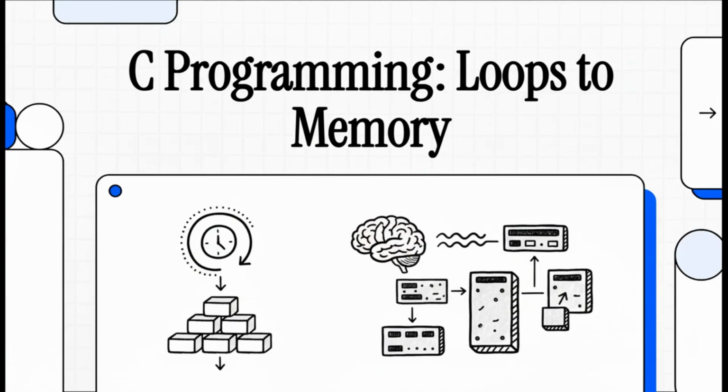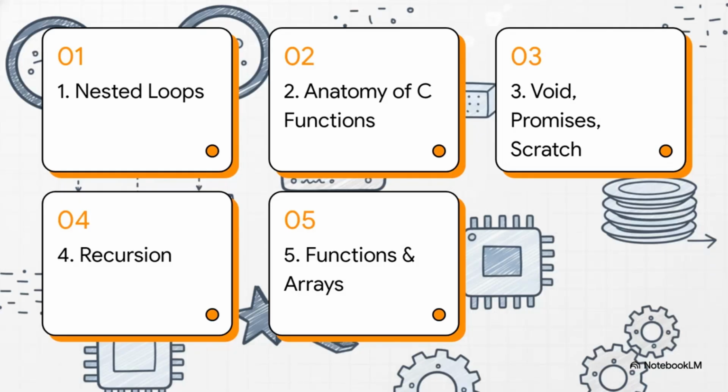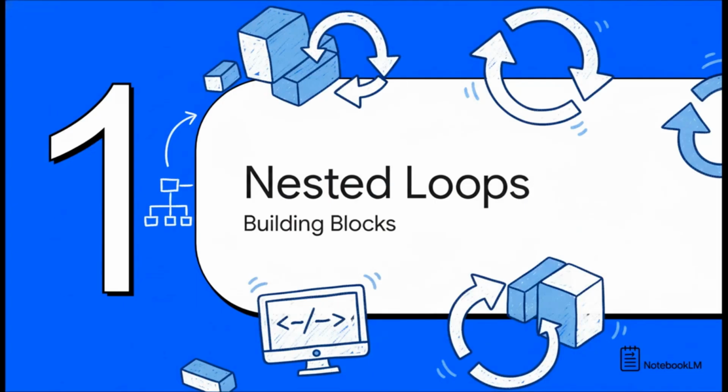All right, welcome. In this explainer, we're really going to level up your C programming skills. We're going to go from the basics of repetition all the way up to some super powerful concepts about how C actually handles memory. Okay, so here's our roadmap for today. We're going to kick things off with the building blocks, nested loops. And then we'll build our way up to the really fascinating stuff, like how functions work with data under the hood.